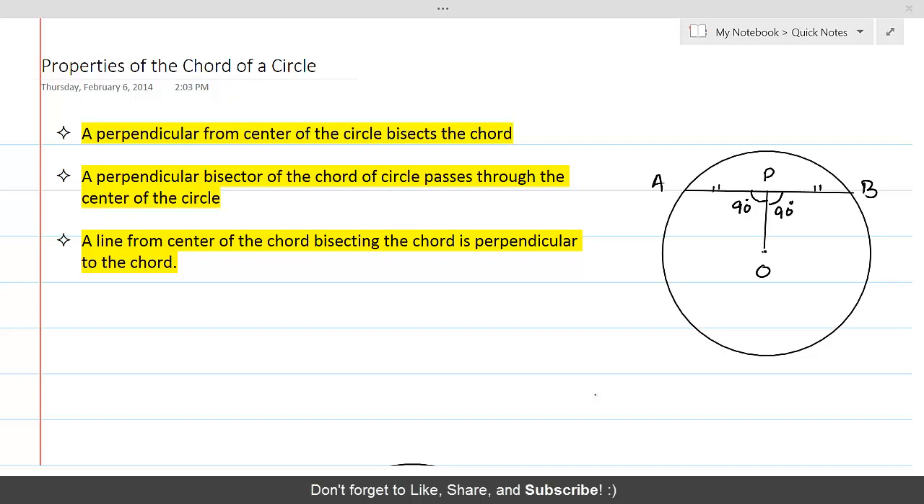And if we take a look at the second property, again the same thing is being said, but the order, the way things are being said, is different. A perpendicular bisector of the chord of a circle passes through the center of the circle. This time, the 90 degree angle is given, AP is equal to PB is given, and what is obvious now is that the line is passing through the center of the circle.